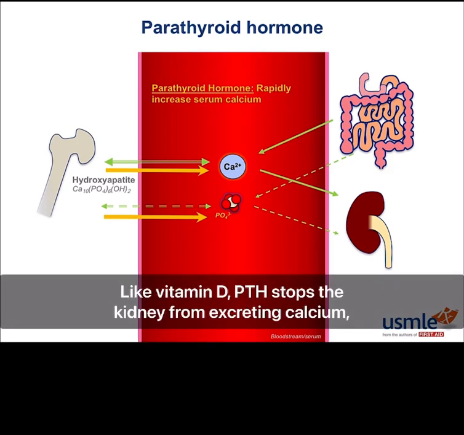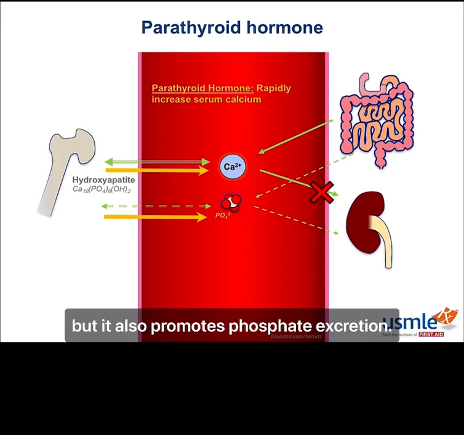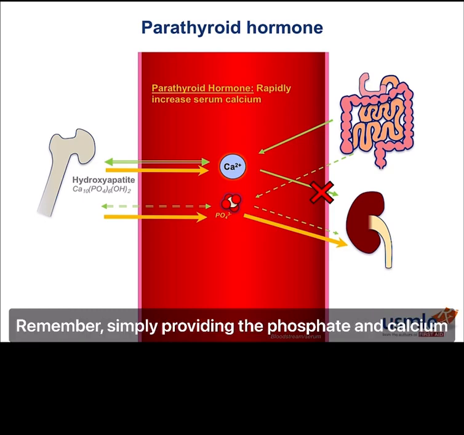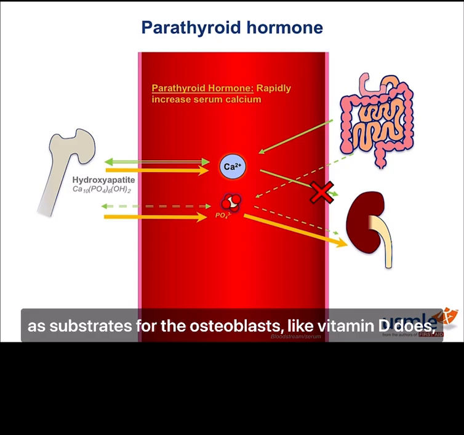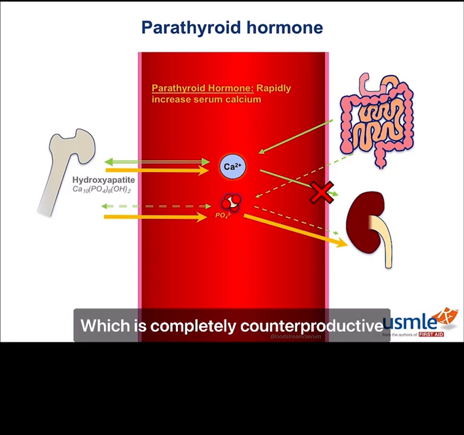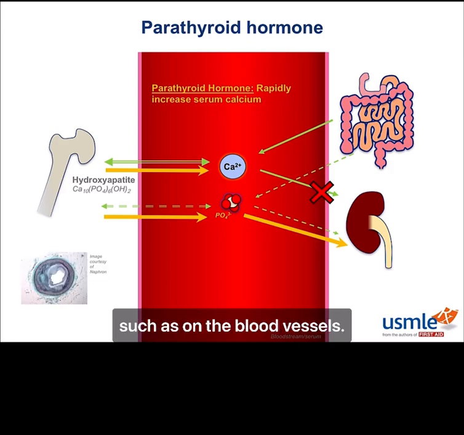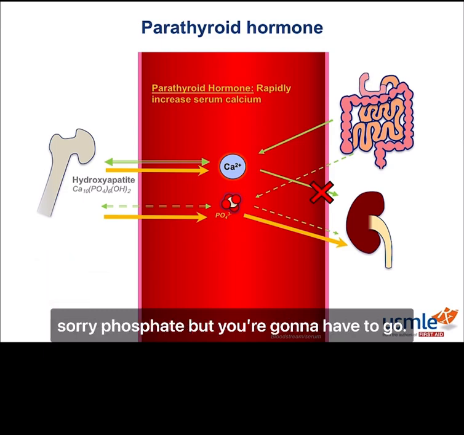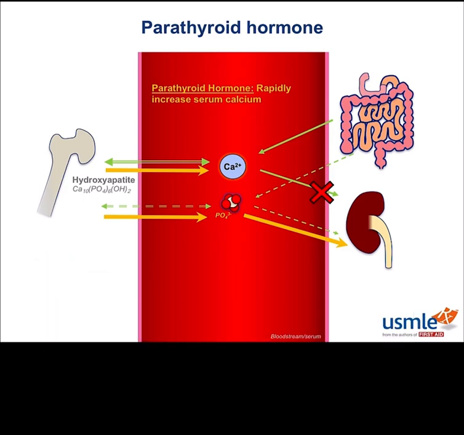Like vitamin D, PTH stops the kidneys from excreting calcium, but it also promotes phosphate excretion. Now hold on there, PTH, says you. What do you got against phosphate? Well, remember, simply providing the phosphate and calcium as substrates for the osteoblasts, like vitamin D does, promotes spontaneous mineralization of the bone, which is completely counterproductive to what PTH is trying to accomplish. Worse yet, the spontaneous mineralization can actually happen in other places, such as onto the blood vessels. If PTH wants to keep more calcium in the blood, sorry phosphate, but you're going to have to go.